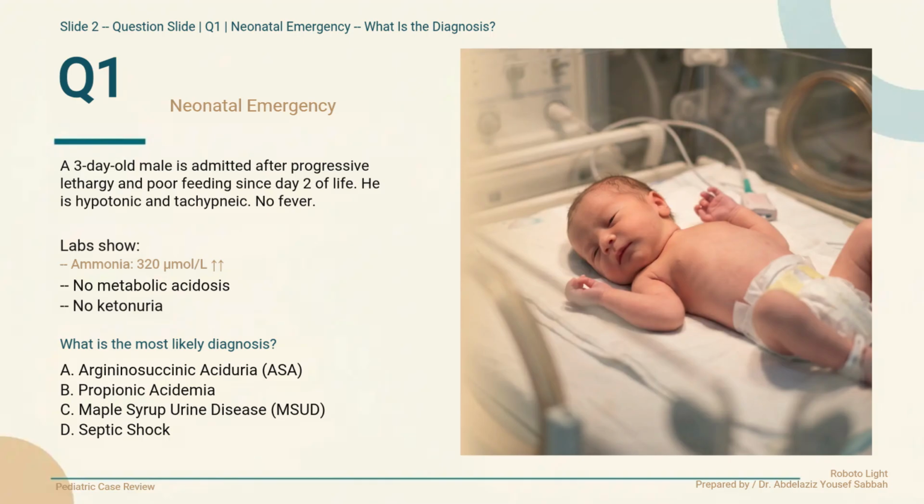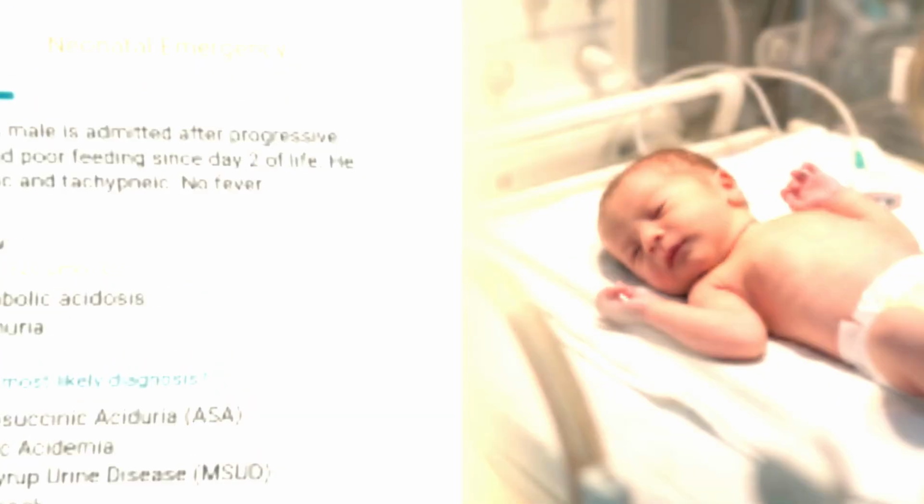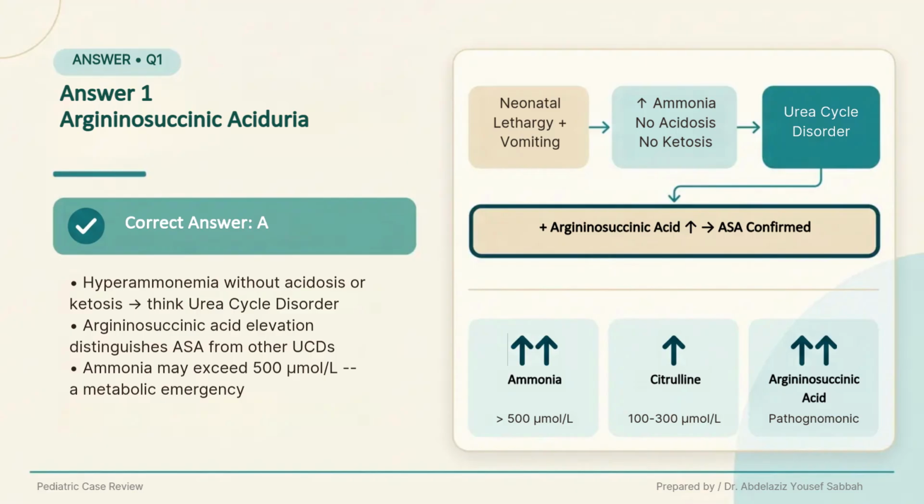Option A, Argininosuccinic aciduria. Option B, propionic acidemia. Option C, maple syrup urine disease. Option D, septic shock. Take a moment to consider the laboratory pattern before we reveal the answer. The correct answer is option A, Argininosuccinic aciduria.